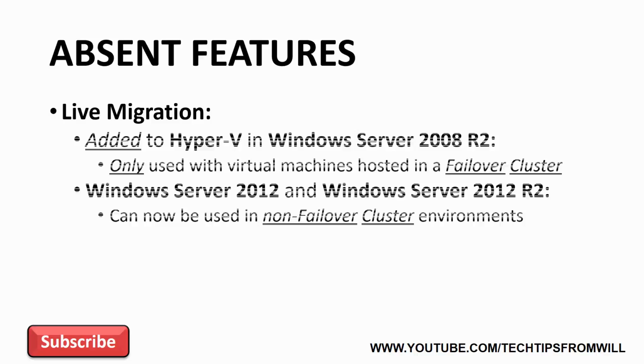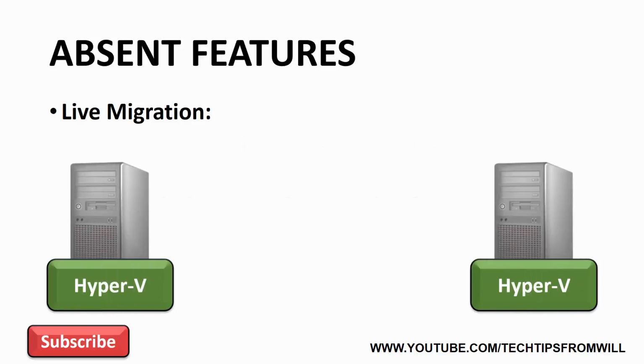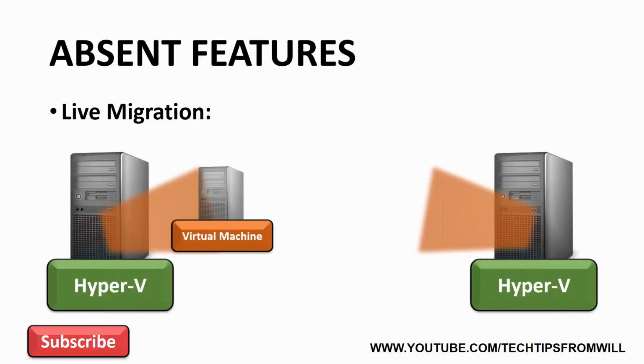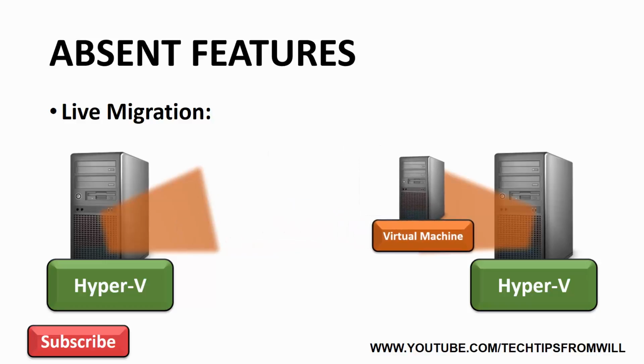Live Migration, in a nutshell, allows the administrator to move a running virtual machine from one Hyper-V computer to another Hyper-V computer. In other words, the administrator is able to move a virtual machine, which is set up and running, to a completely separate computer altogether, without having to shut the virtual machine down. With Client Hyper-V in Windows 10, Live Migration is unavailable.